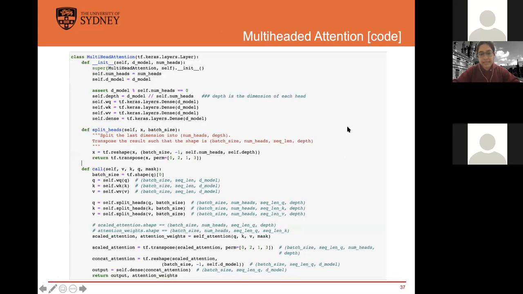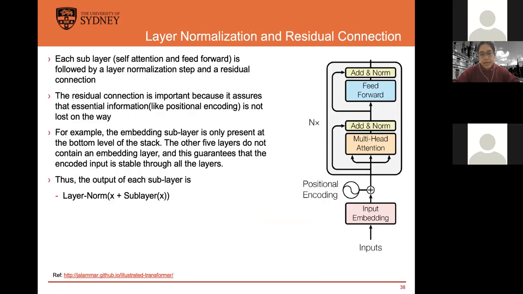Again, this is the code for the multi-head attention layer. I've used the self-attention function that is already shown in previous slides, so again, this is a reference for the code. And next we move to layer normalization and residual connection.